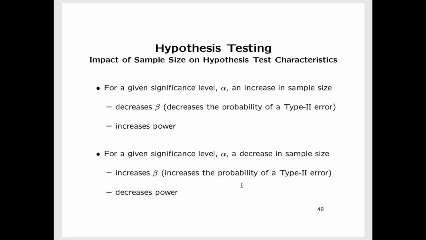So in general, for a given level of significance, when we increase the sample size, we are increasing the power, we're enhancing our ability to detect when a null hypothesis is false, and we are reducing the probability of failing to do that. We're reducing the probability of a type 2 error. The reason this is the case from an intuitive standpoint is that as we increase the sample size, we're getting more and more information about the population from which we are sampling.